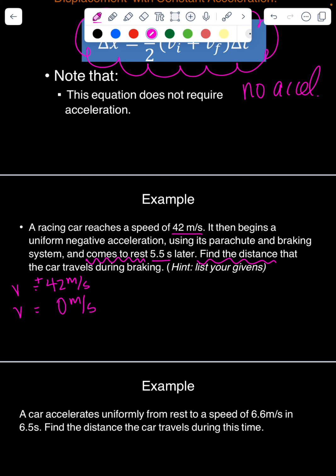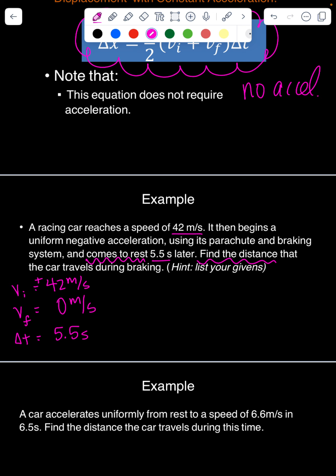That tells us that we need to differentiate between which one is the initial velocity and which one is the final velocity. The easiest way to look at it is the one that says "comes to rest." That means it was already moving and it came to rest. It stopped. So our 0 meters per second is our final velocity, which makes our 42 meters per second our initial velocity. And then our last given is 5.5 seconds. We know that time is measured in seconds, so that is our time interval. Those are all of our givens in this problem.